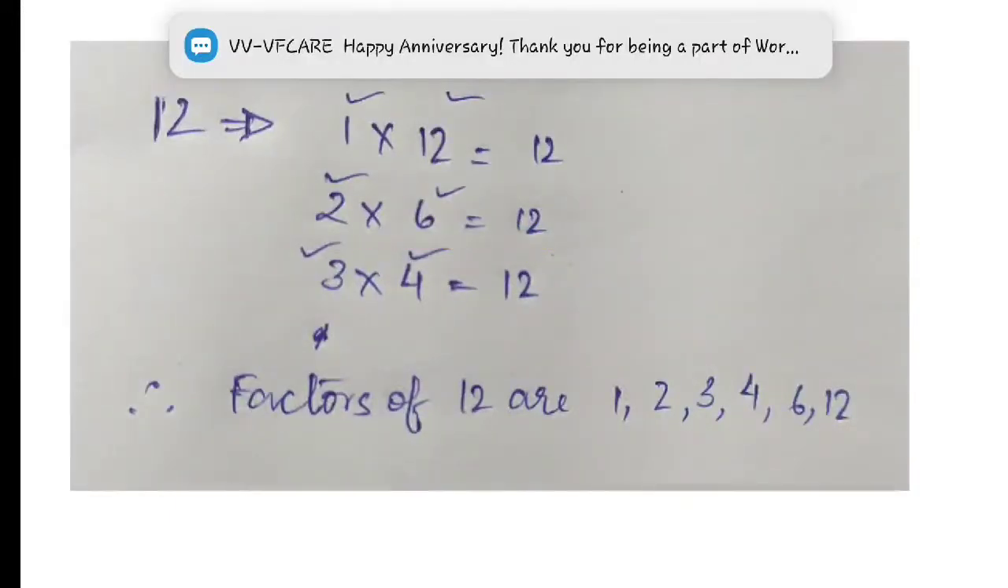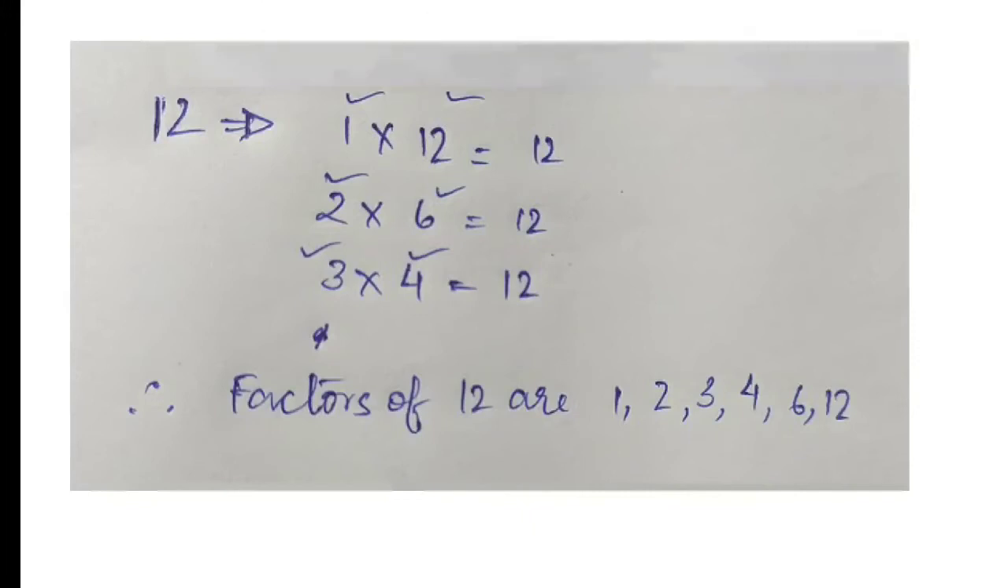And then if you look at the 7 table, we do not have 12. 8 table also we do not have 12. 9 also we don't have 12. 10 also we don't have 12. 11 also no 12. And 12, we have 12 ones are 12. So the factors of 12 are 1, 2, 3, 4, 6 and 12.